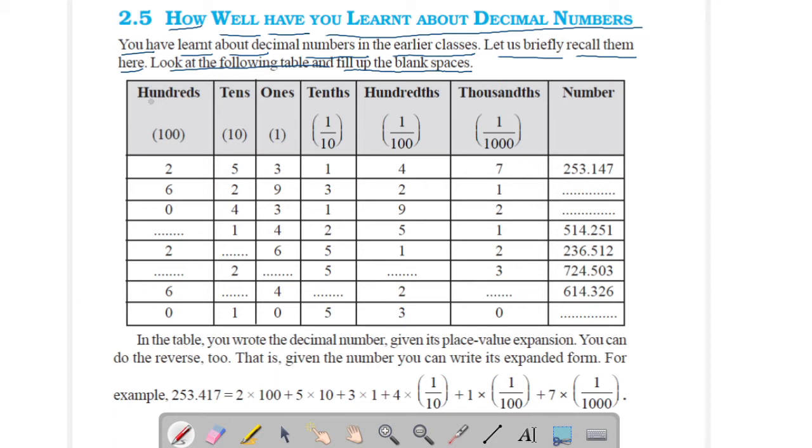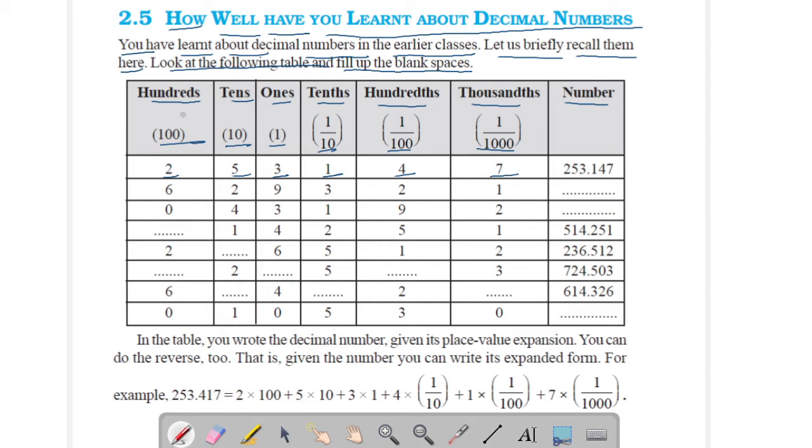See here, it is hundreds, tens, ones, tenths, hundredths, thousandths, and required number. Hundreds means 100, tens means 10, ones means 1, tenths means 1 upon 10, hundredths means 1 upon 100, thousandths means 1 upon 1000. Suppose this number is given to you: 2, 5, 3, 1, 4, and 7.